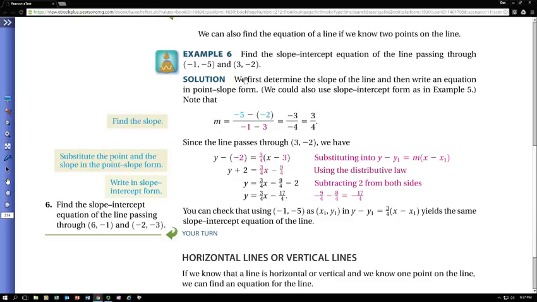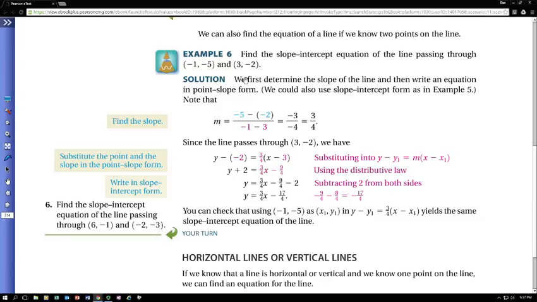Example 6, they say, well, let's look at this equation for a line passing through these 2 points. Now I could do this 2 ways. The way they use is the point slope form. But can I find out the slope? Yeah, I have 2 points.